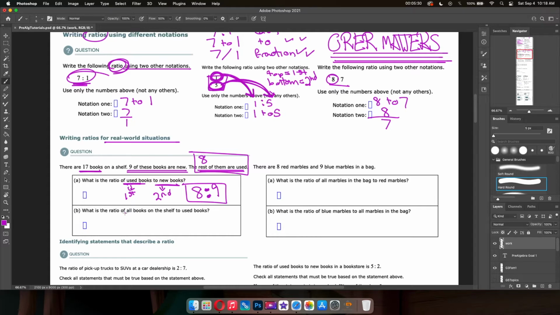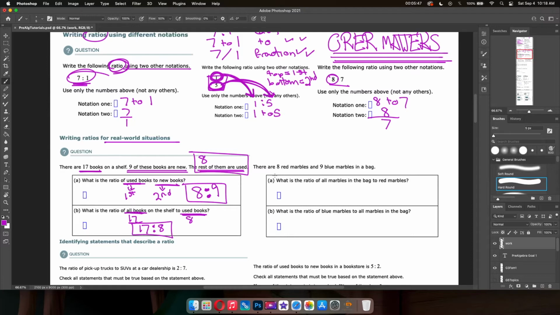Next, what is the ratio of all books? So what's the number for all books? 17. And what's the number of used books? 8. So we're going to write 17 to 8 in order to get our information.